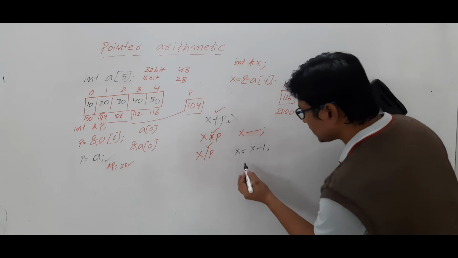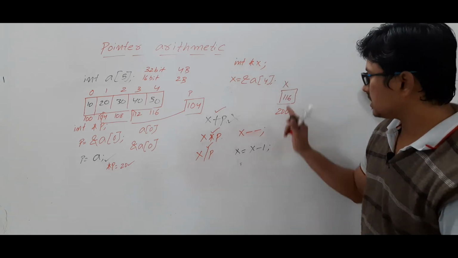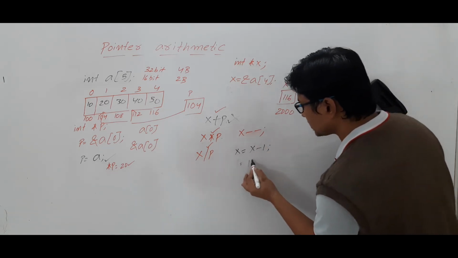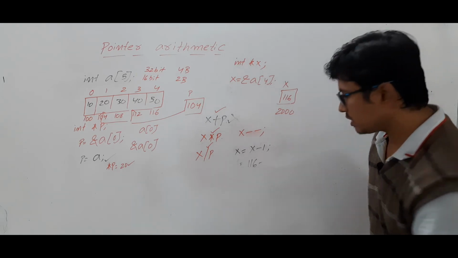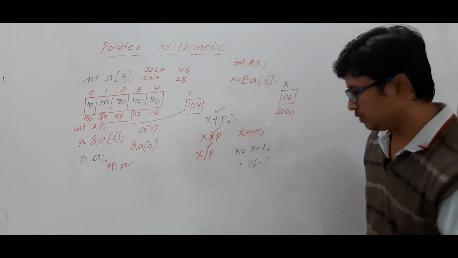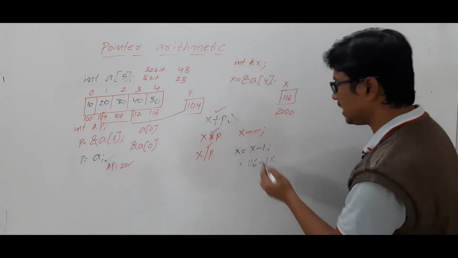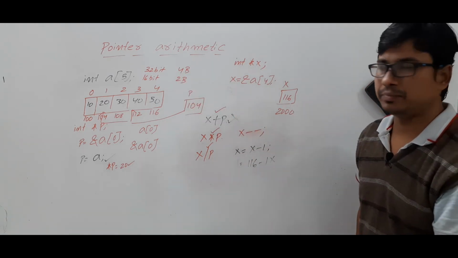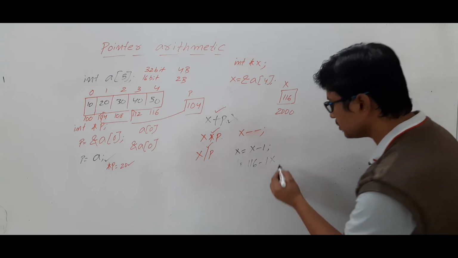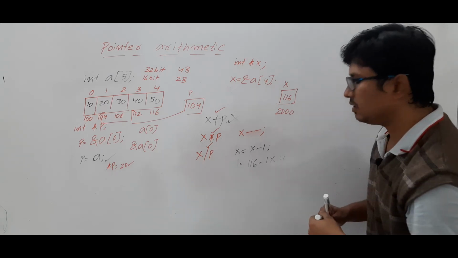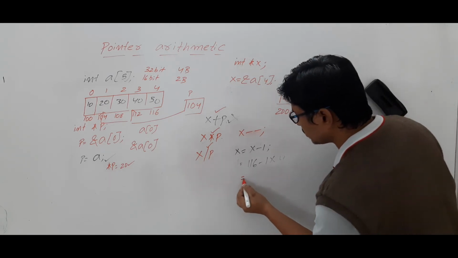Okay, now look here. X consists of what value? 116. Minus 1 is what? You need not do minus 1. You have to multiply this 1 with the size of that variable. As you are using a 32-bit compiler and it is an integer variable, you need to multiply by 4, which is nothing but 112.